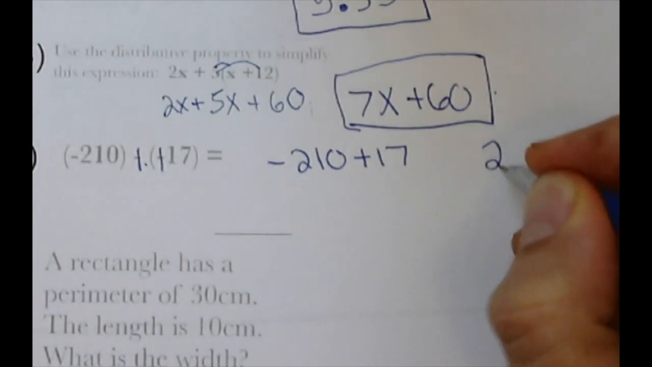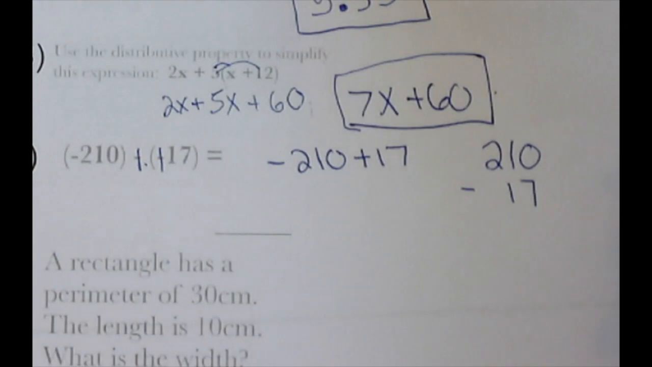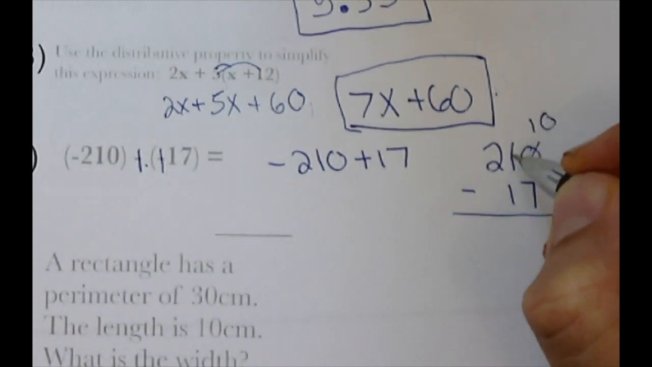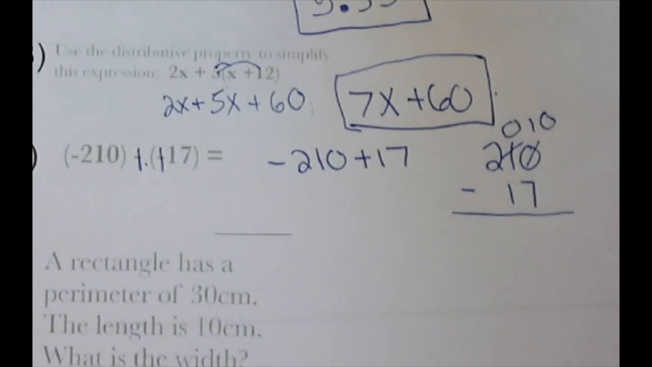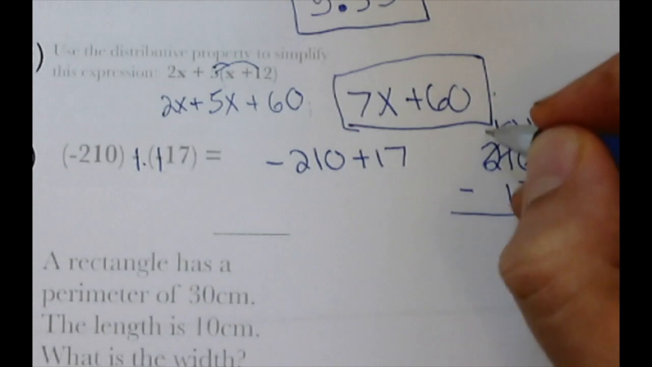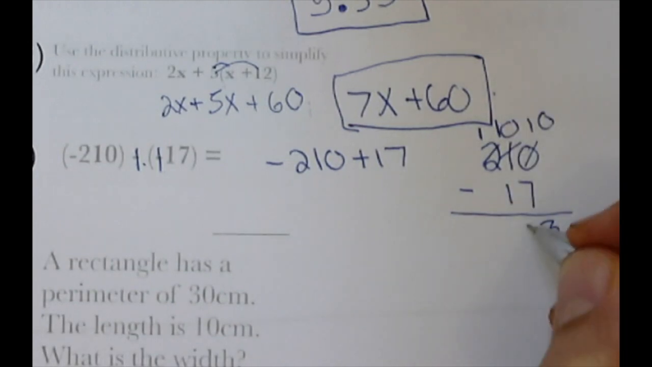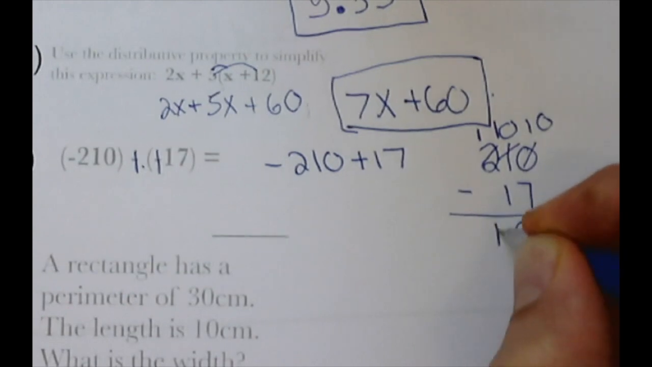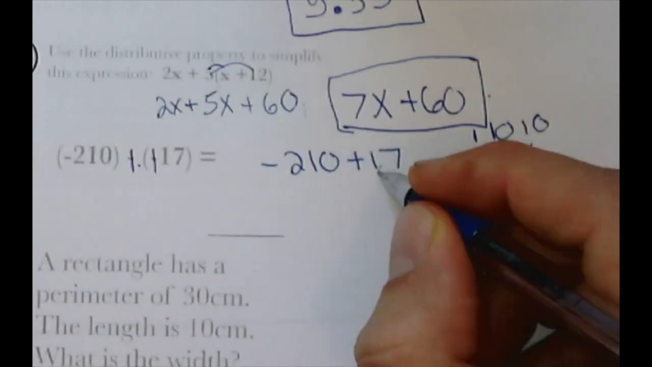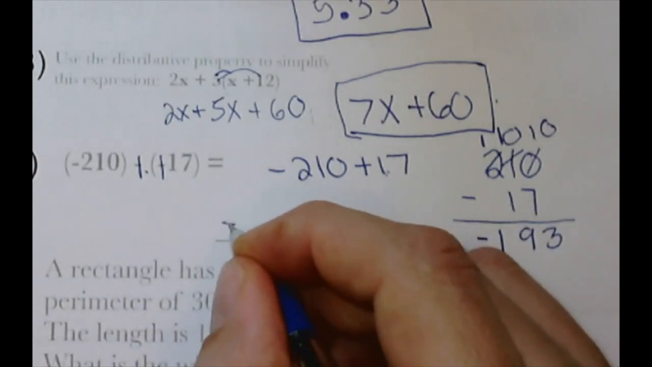So we have 210 minus 17. I'll turn the 0 into a 10, and I'll borrow from the 1. The 1 now becomes a 0. 10 minus 7 is 3. I can't do 0 minus 1, so I make this into a 10, and I borrow from the 2. Next, this becomes a 1, and 10 minus 1 is 9. Next, I bring down my 1 to get 193. Remember, we want to take the sign of the bigger number here, because there's more negatives than positives. So then our answer is negative 193.